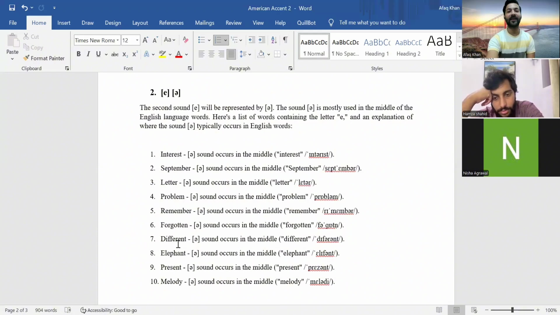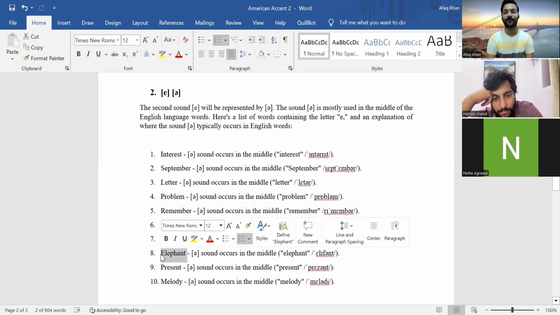Good job. Okay, now let's have a look at this one. Example 8, and I'd like Nisha to do that for us. Nisha, would you like to give it a try, please? Please go ahead. Elephant. Okay, just focus on the schwa sound. Where does it occur? That is after L.E.